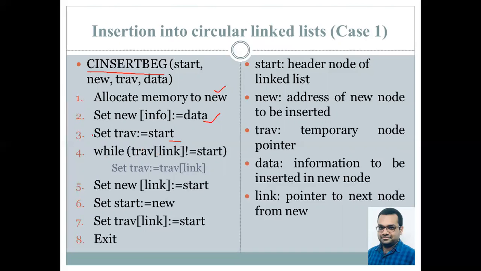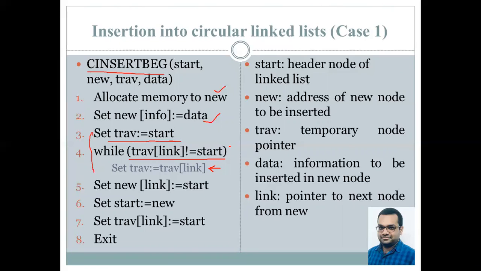For that, we make use of these three statements. We initialize traversal with the value of start, that is the address of the first node. We'll keep on traversing to the end of the linked list, making sure that traversal link is not equal to start, which will take us to the last node in the linked list. Until that time, we'll keep on incrementing the value of traversal. As soon as we reach the last node, traversal link will become equal to start and this check will fail.